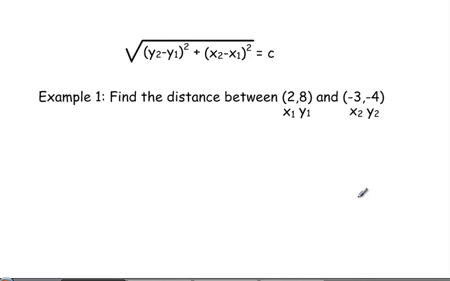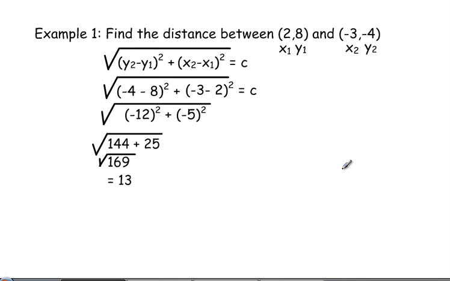All we're going to do, and I've already written down x1, y1, and x2, y2, is substitute those values in the equation. And notice I get y2 minus y1 is -4 subtract 8, and it's very important to be careful with your signs here. -4 take away 8 turns out to be -12. And we're going to have to square that in a second.